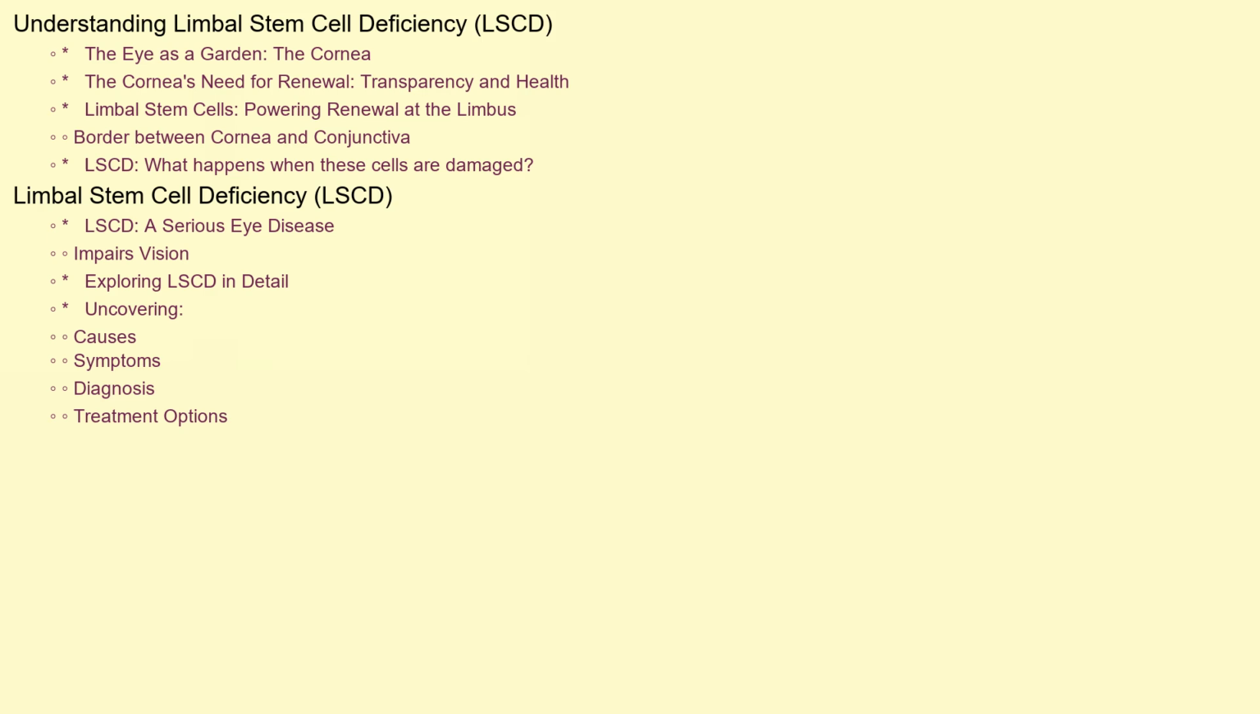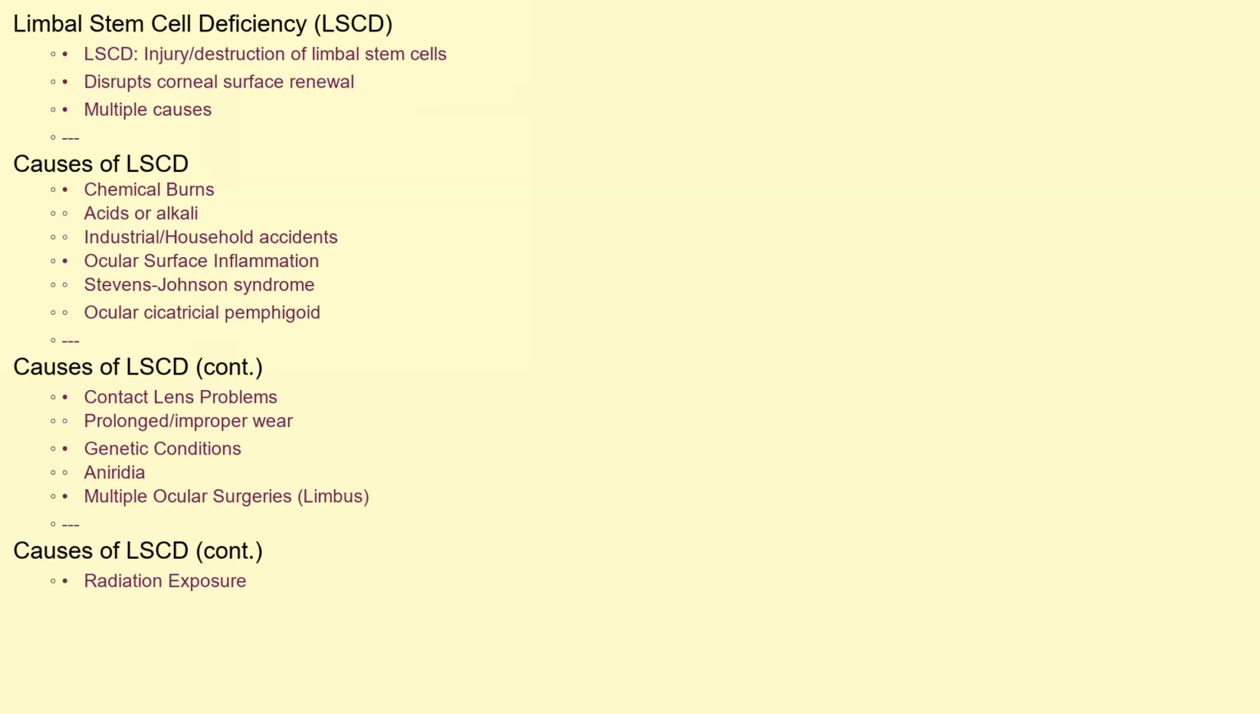This leads to a condition called limbal stem cell deficiency, or LSCD, a serious eye disease that can severely impair vision. In this video, we'll explore LSCD in detail, uncovering its causes, symptoms, diagnosis, and treatment options. LSCD occurs when the limbal stem cells are injured or destroyed, disrupting the corneal surface's normal renewal process. Several factors can contribute to this deficiency.